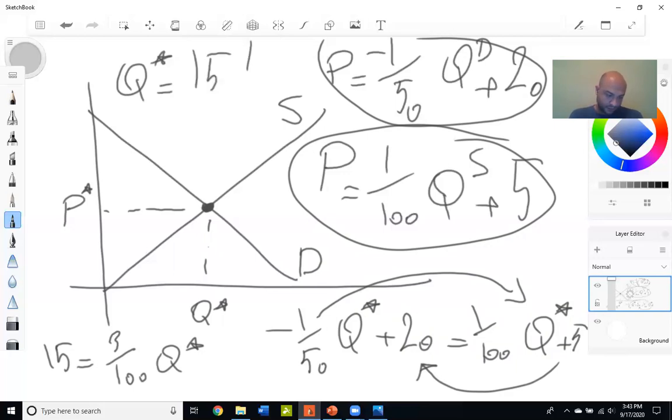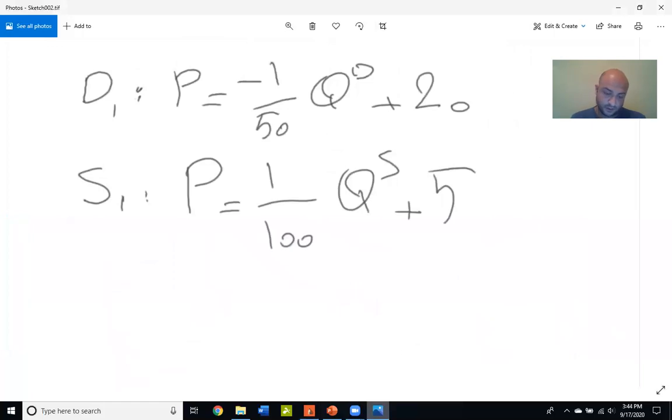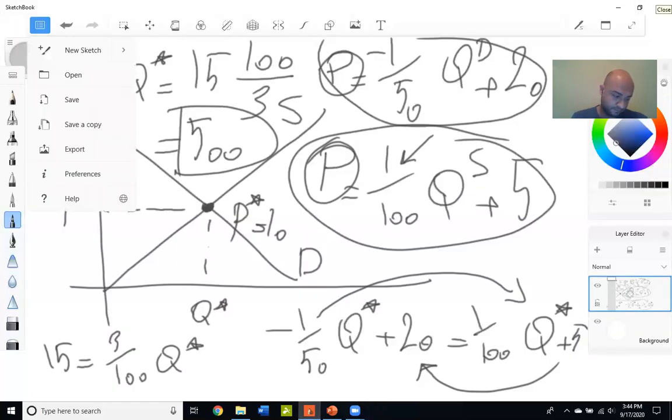So our Q star is equal to 15 multiplied by 100 divided by 3. It's equal to 500. This is our equilibrium. Our equilibrium is 500. Now you can put this quantity back into any of these 2 supply or demand curves and find the price star. The price star is equal, for example, if you put it here, 500 divided by 100, that's 5 plus 5. So your P star is equal 10. This is your equilibrium point, 10, 500.